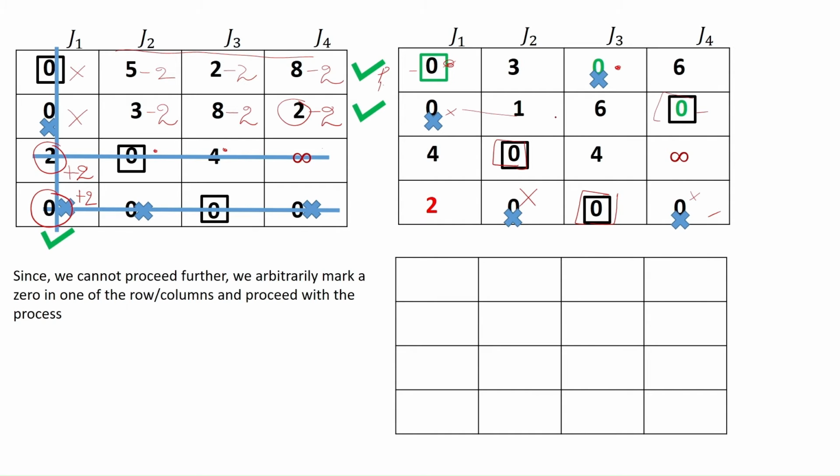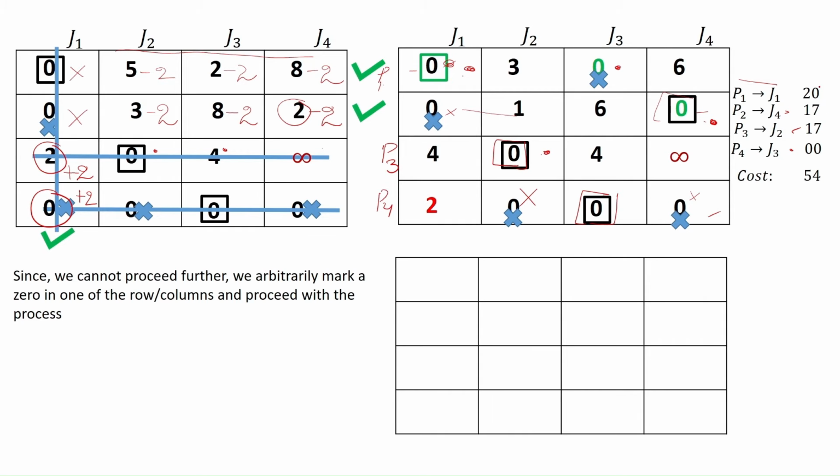Now see, I have a total of 1, 2, 3 and 4 allocations. Once I have 4 allocations, that means I have reached feasibility, which means the optimum has been reached. So what is the final allocation? P1 does job 1 because of this. P2 does job 4 because of this. P3 does job J2, which is this. P4 does job 3, which is this.